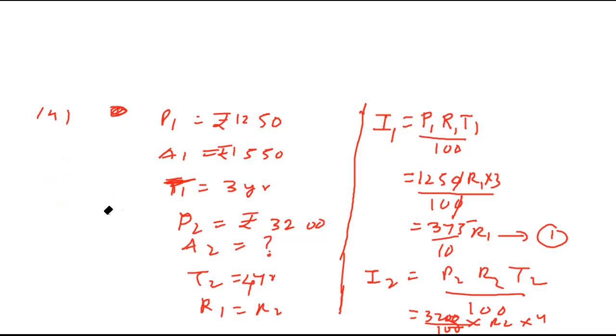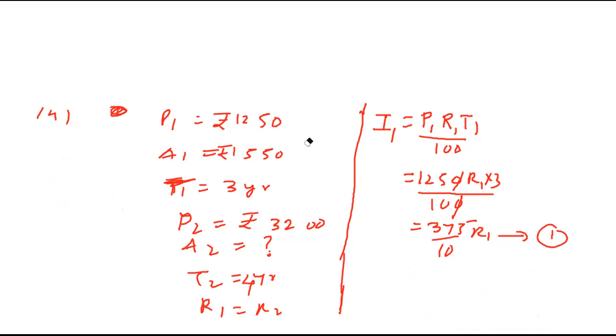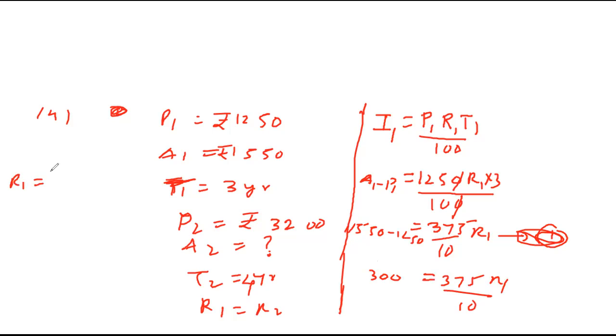P1 given, A1 given. Wherever I see I1, can I write there A1 minus P1? Yes, because it's a formula for that. So to make it easy, here only I am writing. This is A1 minus P1, which is nothing but 1550 minus 1250. Agreed? This is then 300. So R1 will be 300 into 10 upon 375.